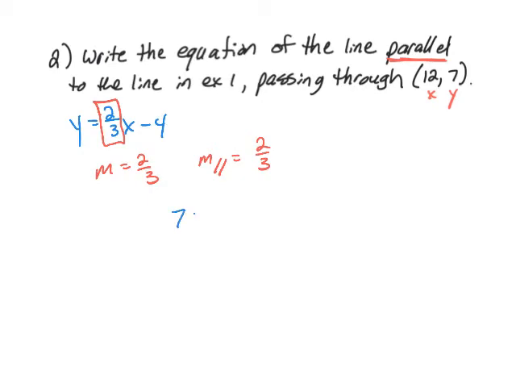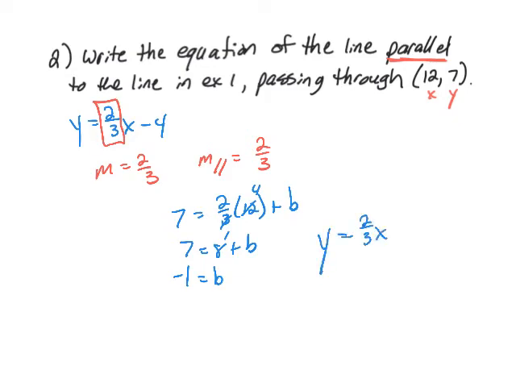And then I'm using this point, my x and y, (12, 7), to substitute in. So I have 7 = 2/3 times 12 + b. The 3 reduces with the 12, and so that ends up being 7 = 8 + b. If I subtract 8 from both sides, I get b is -1. So this line equation is y = 2/3 x - 1.